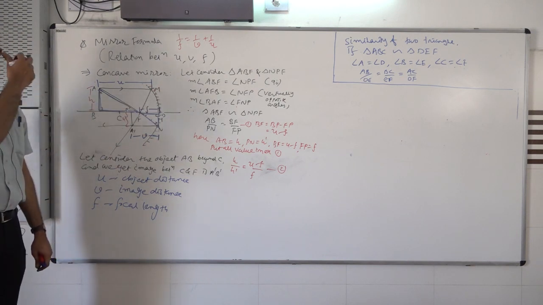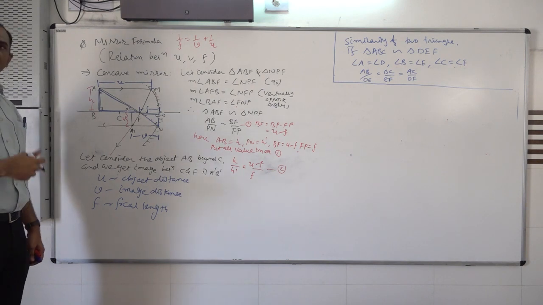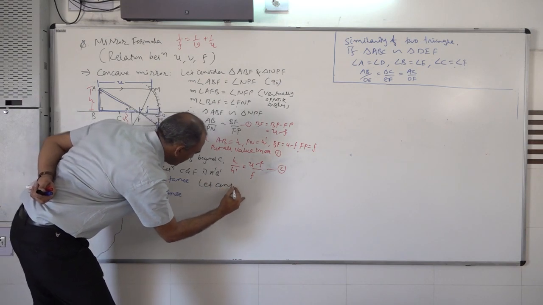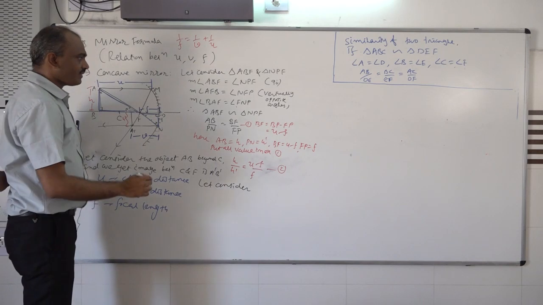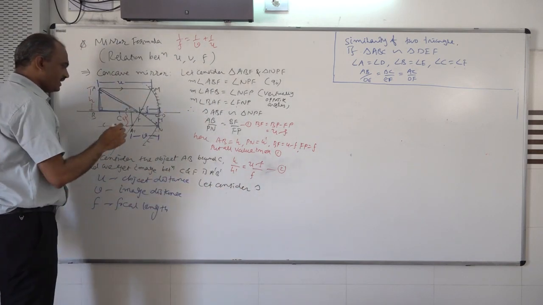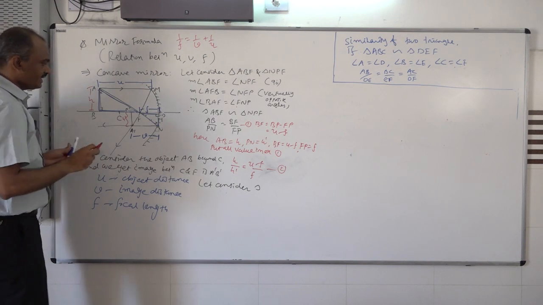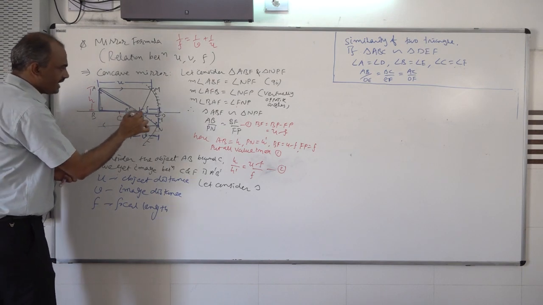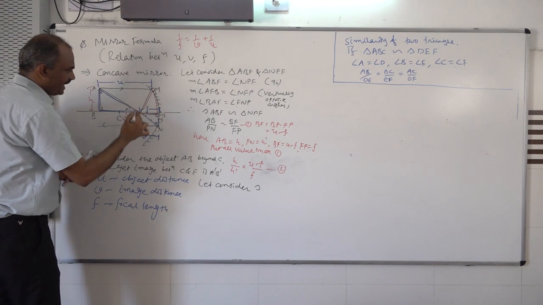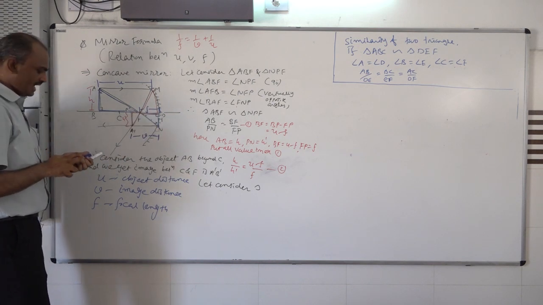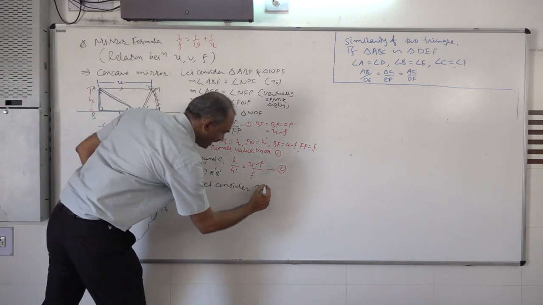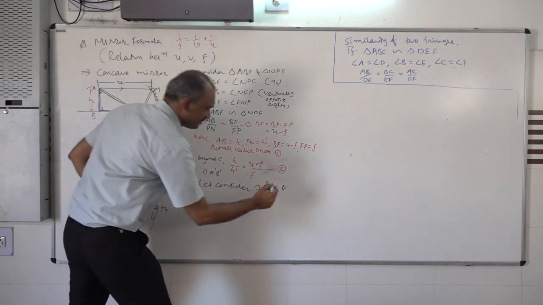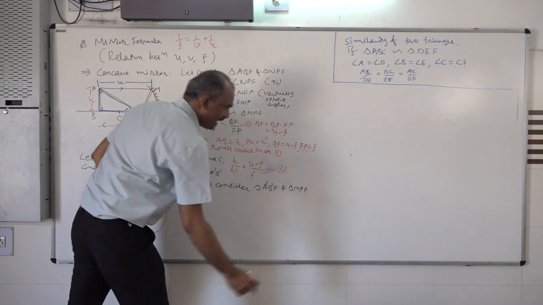Now similarly we have to consider another two triangles and prove that they are similar. We have to consider triangle A dash B dash F and triangle MPF. These are the two triangles we are considering.